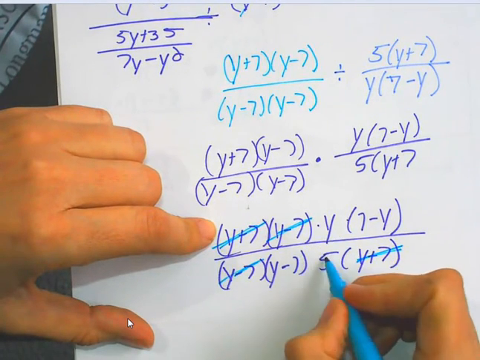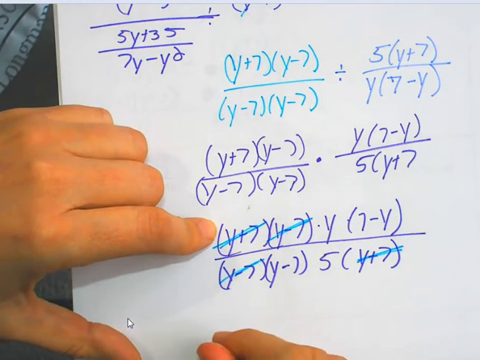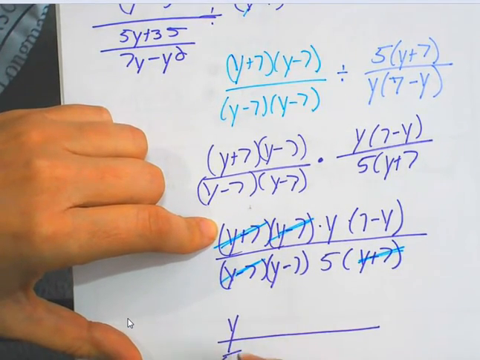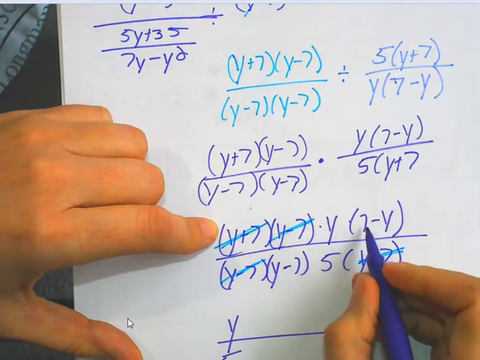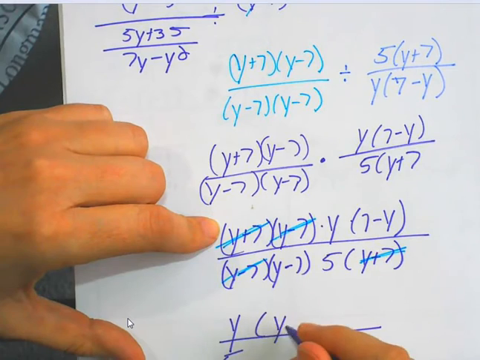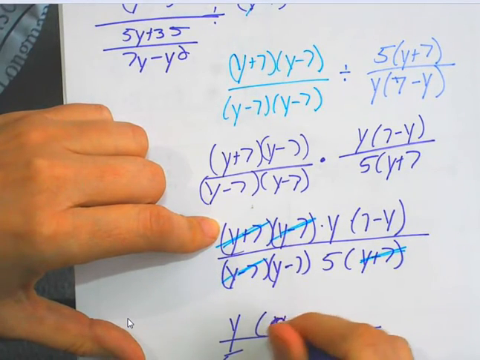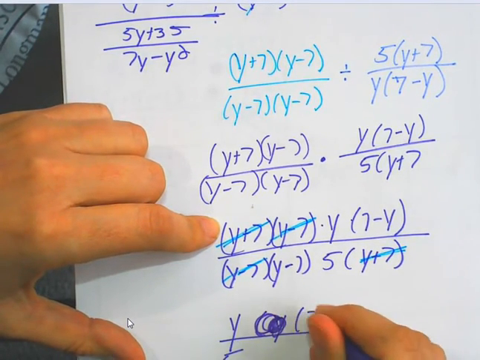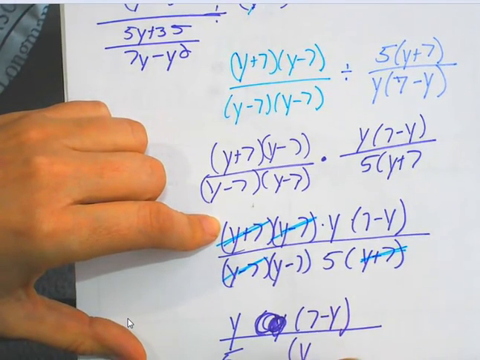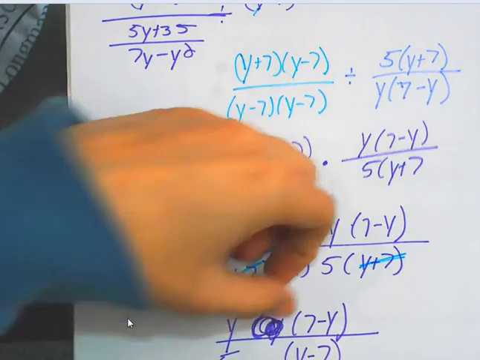I've got a y plus 7, y plus 7, y minus 7, y minus 7. The y and the 5, I know I can't do anything with those, so I'm going to go ahead and start rewriting. That y is going to come here. The 5 I can't get rid of. And then look here, I have y minus 7. So let's just go ahead and rewrite that. I have 7 minus y, but on the bottom I have y minus 7. So they're very, very close.